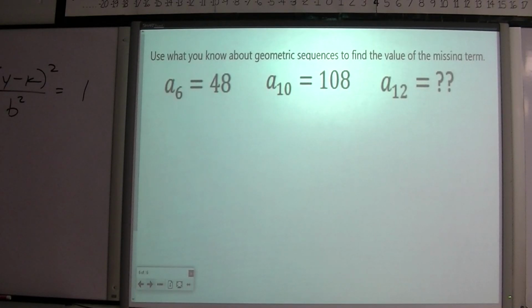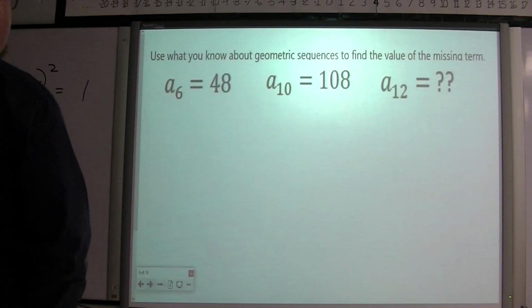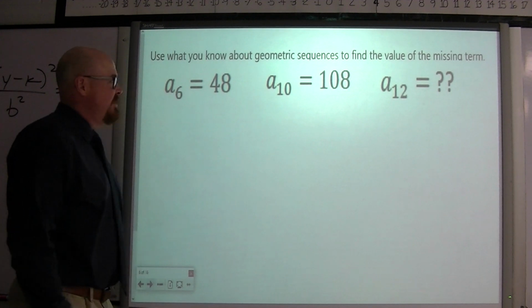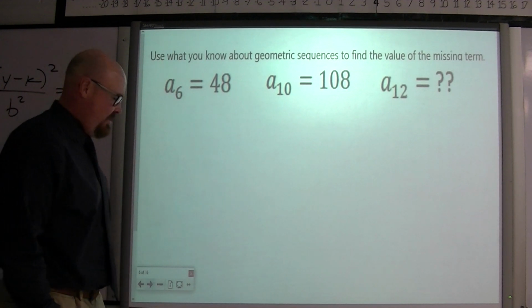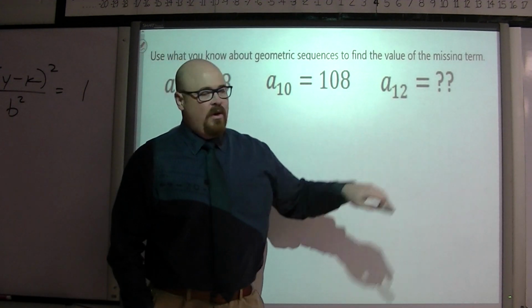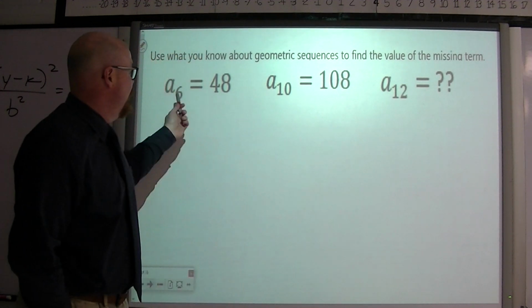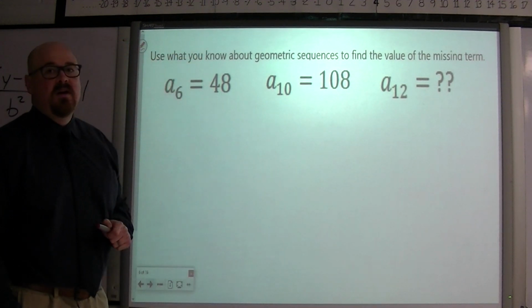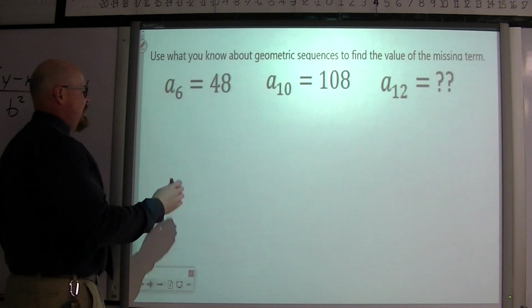Okay, this one's going to be a little bit more fun. It says, use what you know about geometric sequences to find the value of the missing term. So we don't know what the 12th term is. We want to know the 12th. We know the 6th and we know the 10th. Okay, we talked about this, but let's take a different approach.